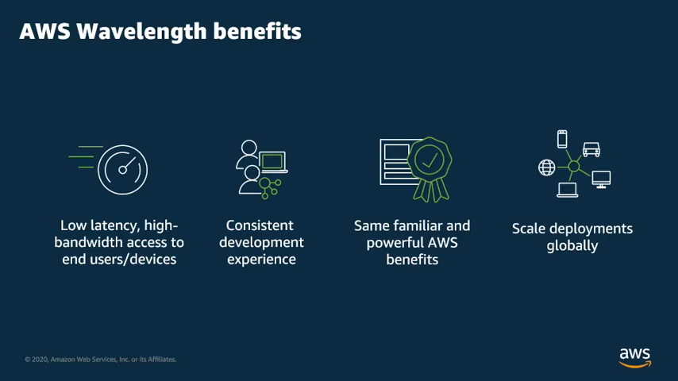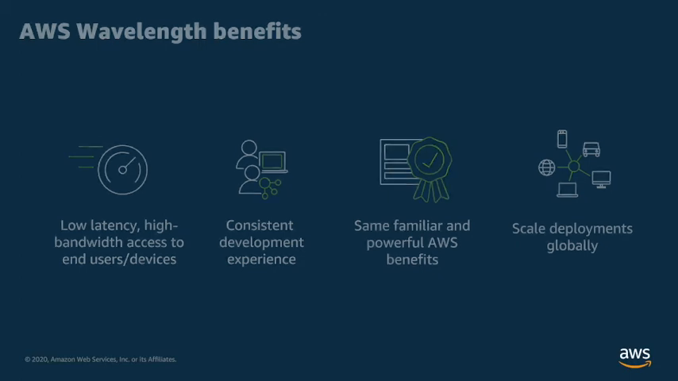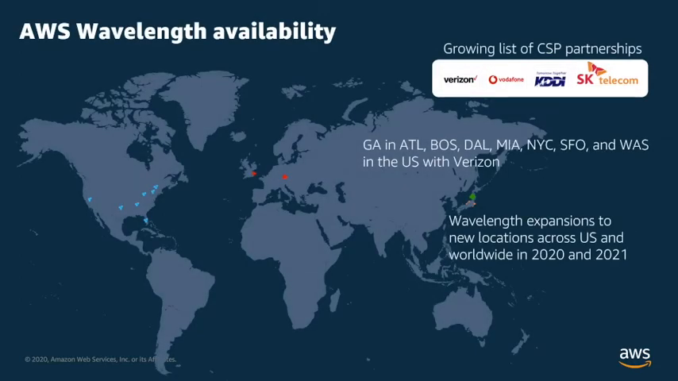And today we have wavelength zones on Verizon's 5G network, and we have announced plans for wavelength zones in EMEA with Vodafone, in Japan with KDDI, and South Korea with SKT. So as this footprint grows, you will have instant access to a global 5G customer base. In the US, we now have wavelength zones on Verizon's 5G network in Atlanta, Boston, Dallas, Miami, New York City, San Francisco, and Washington, D.C. And wavelength zones across more locations in the US and worldwide are coming soon.